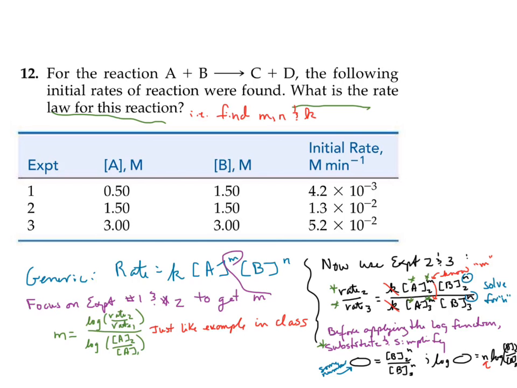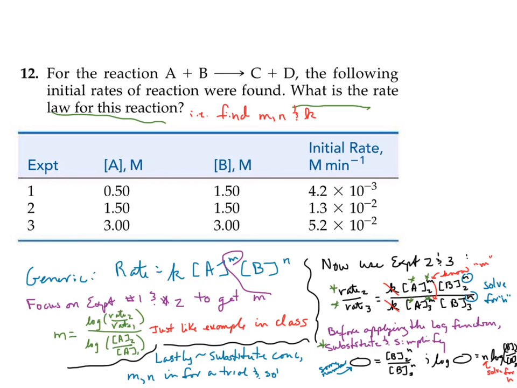So it's like what we did also. And then lastly, since it asks for the overall rate law or rate law expression, you have to go back and find K. And you get to pick which trial you want. Like we've done before, now that you know M and you know N, you can pick any of the 3 trials or 3 experiments and plug in rate, molar concentrations, and solve for K. Your choice.